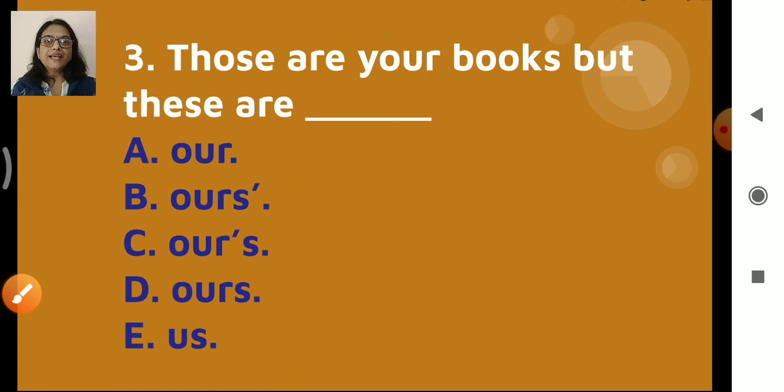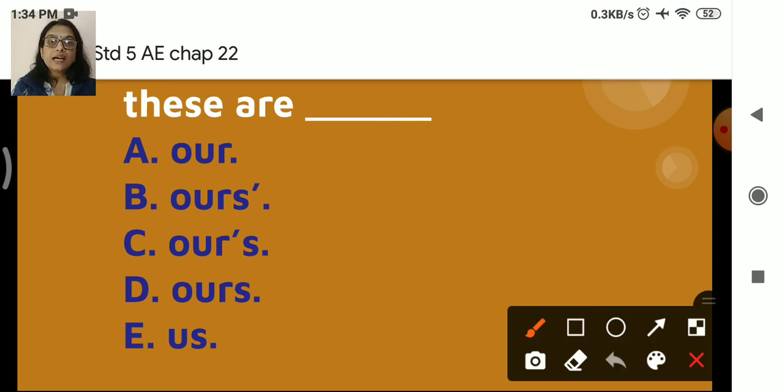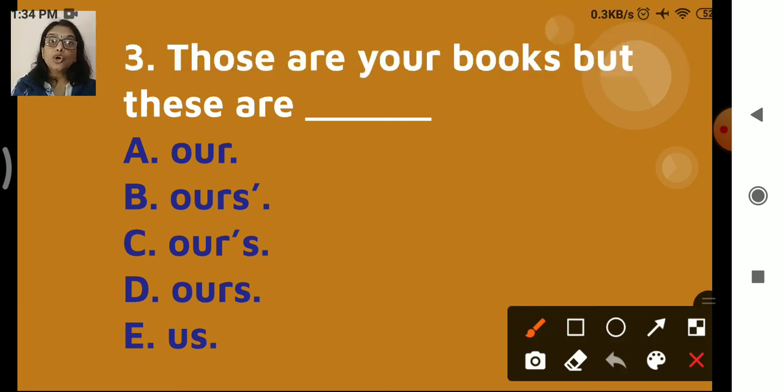Now the next one. Those are your books, but these are dash. Now here the options are ours again apostrophe. You can see where the apostrophe is given. Ours or us. Yes. So here the third one. Those are your books, but these are ours without the apostrophe. Okay, these are ours.